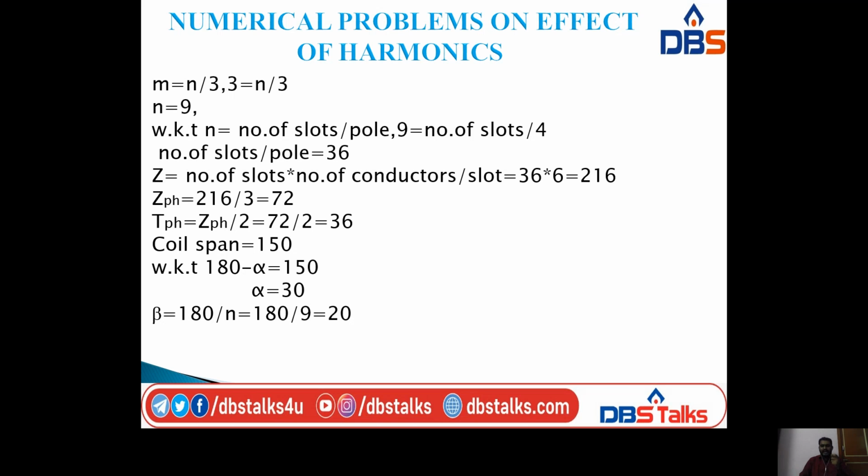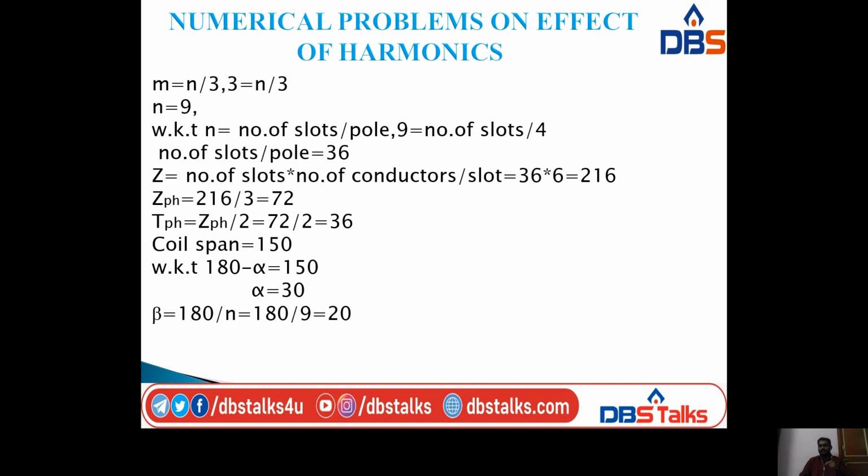And next we know that n is the number of slots per pole, and here we calculated the n value, that is 9, which is equal to number of slots by 4. So from this I am calculating the number of slots, that is equal to 36.